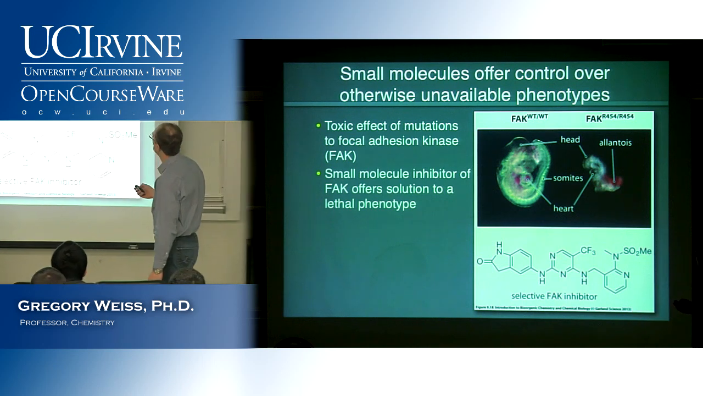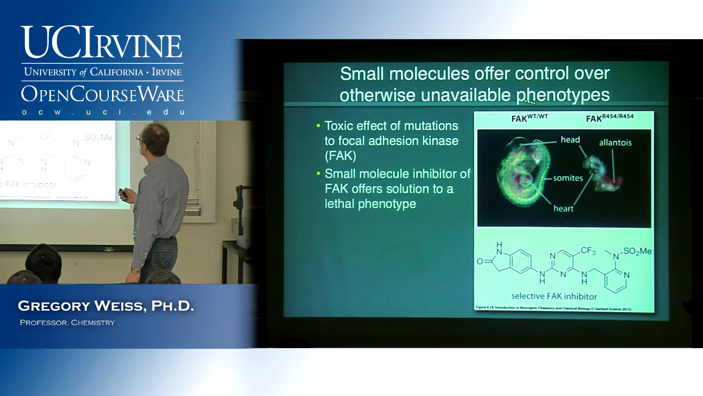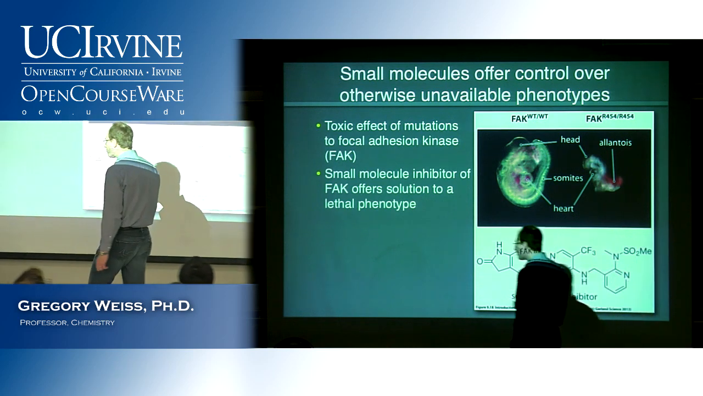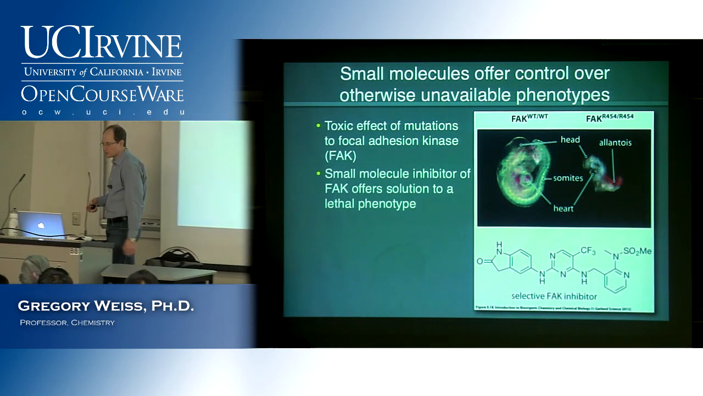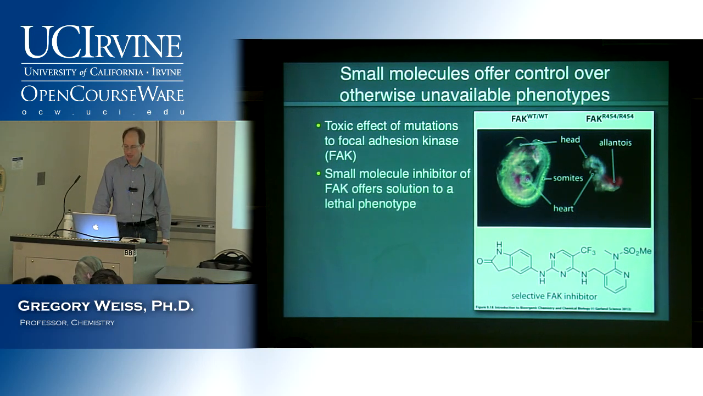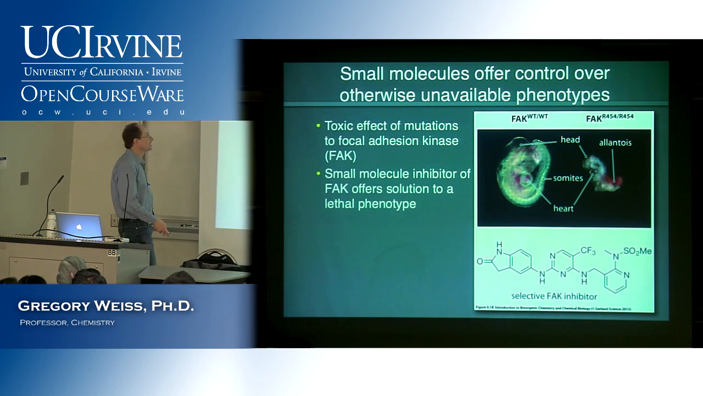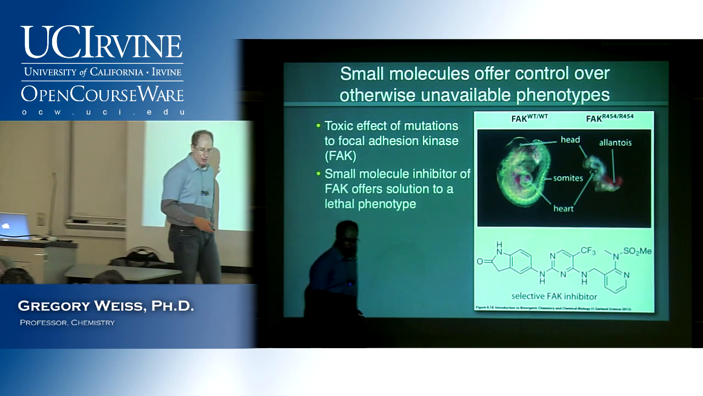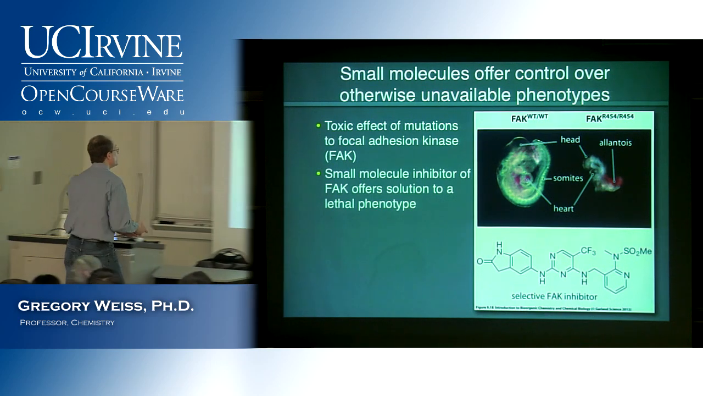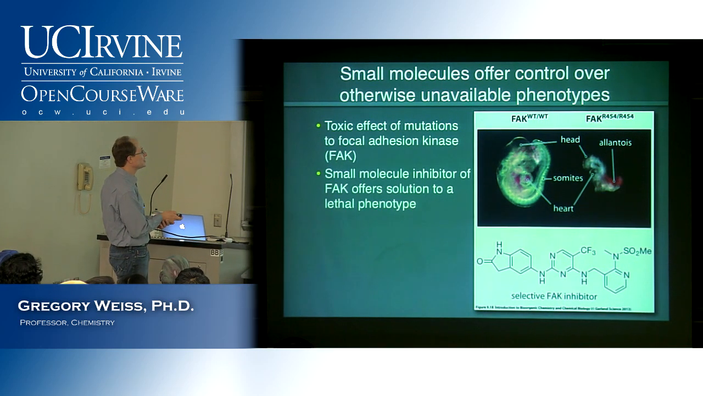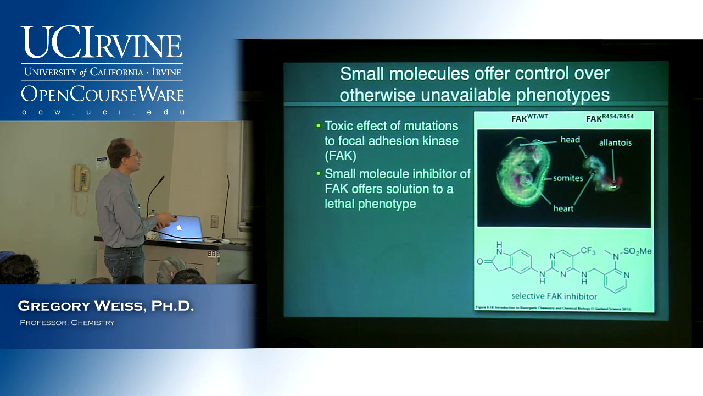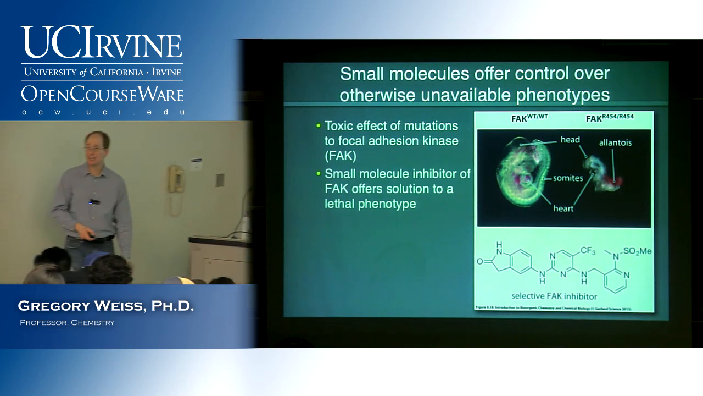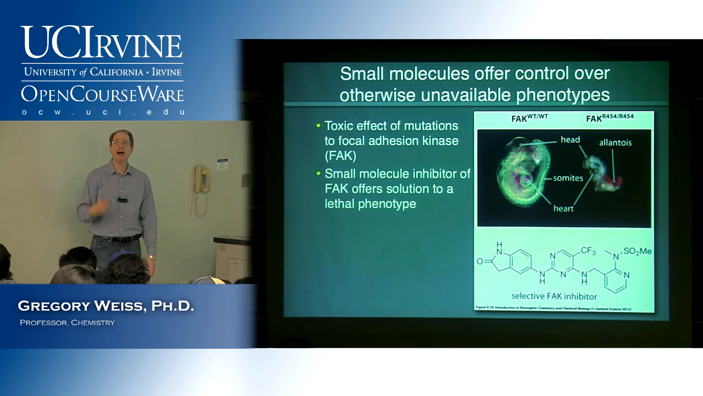Okay, so small molecules offer control over otherwise unavailable phenotypes, and so for this reason, they've come to the fore as really good power tools in cell biology. So, for example, the classical genetics approach starts to break down when you get mutations that kill the organism. Okay, so for example, this focal adhesion kinase. If you make mutations to focal adhesion kinase, you end up with embryos that are hugely distorted and really incapable of living. Okay, so the classic forward genetics approach is not going to work.